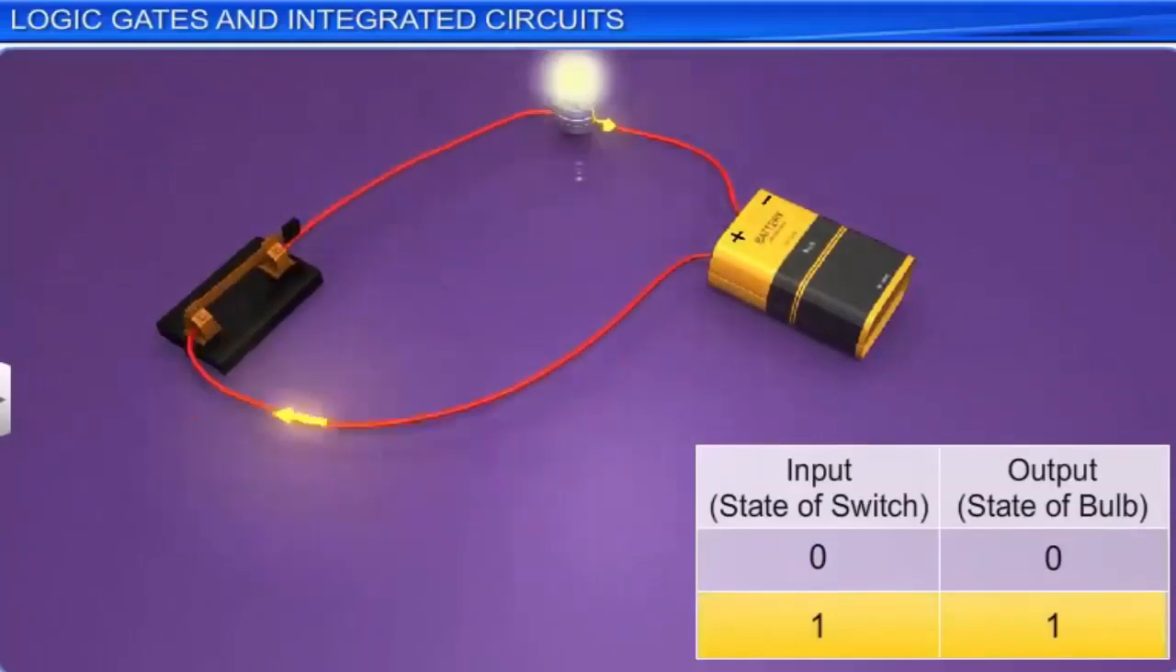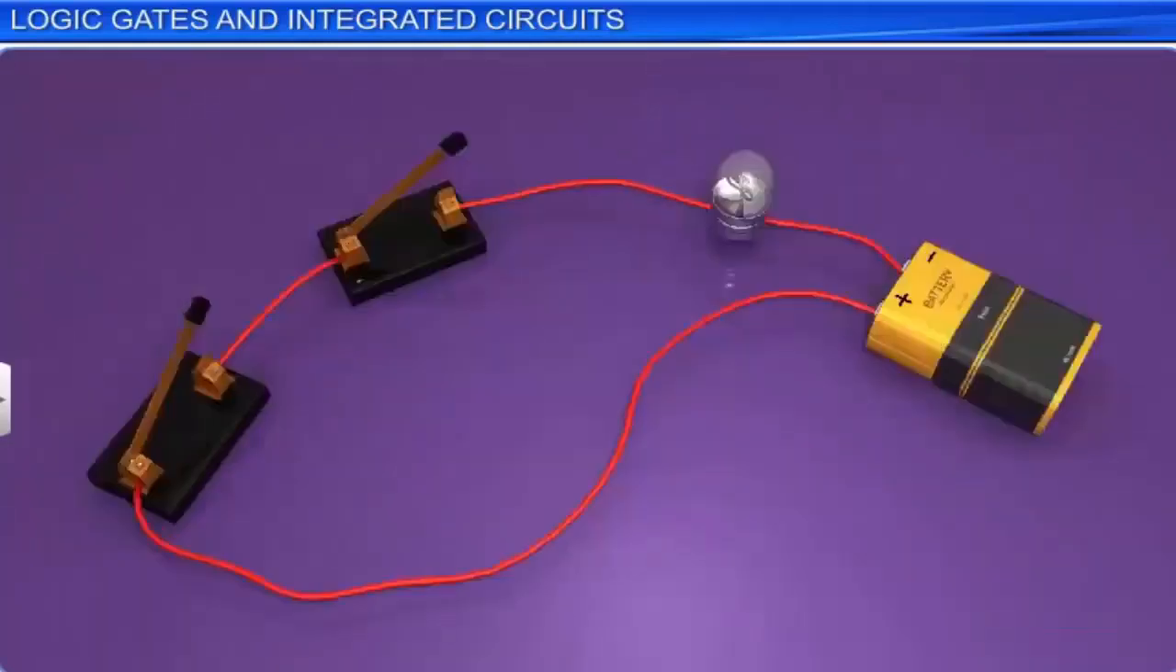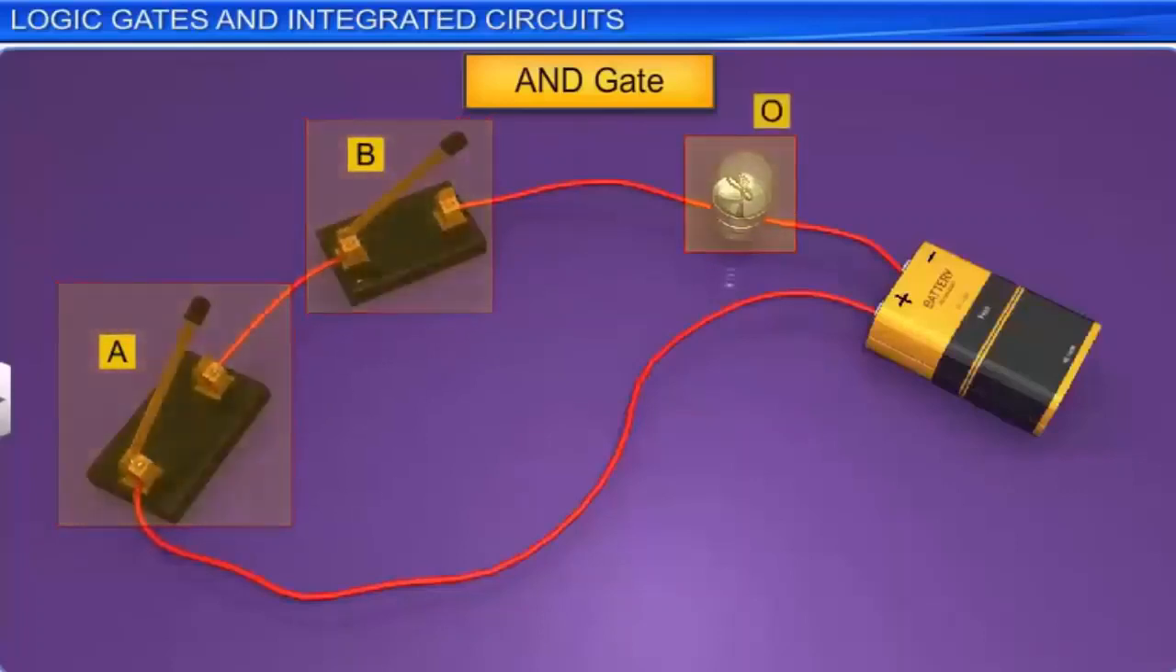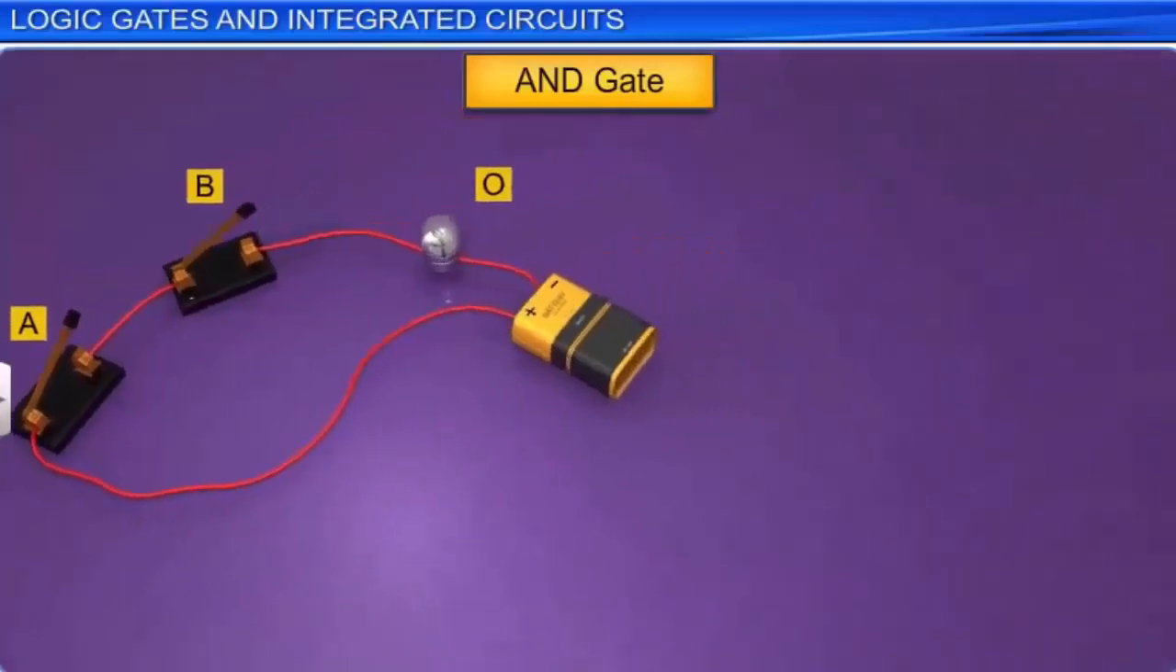Now here is a circuit representing an AND gate. An AND gate has 2 or more inputs. The 2 switches A and B represent 2 inputs and the bulb O represents the output of the logic gate. Let us list all the possible input and output combinations of an AND gate in a table.